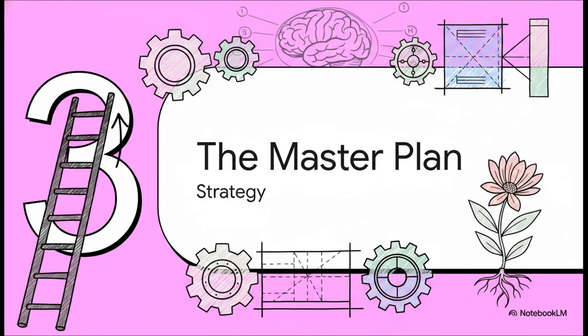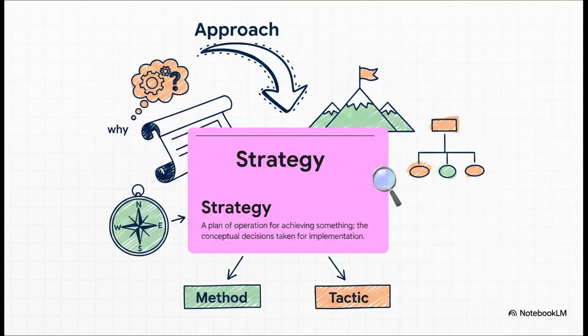Okay, let's take one step down the ladder. This is where that philosophy starts to take some real shape. We're at the master plan, or what we call the strategy. So a strategy flows right from your approach. If the approach was the why, then the strategy is the what. It's still a pretty high level, still a bit conceptual, but it gives you that broad outline for how you're actually gonna achieve your goal.